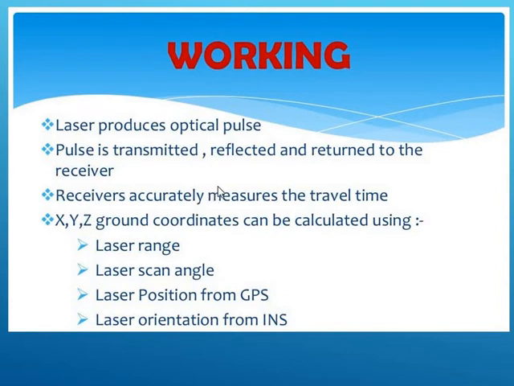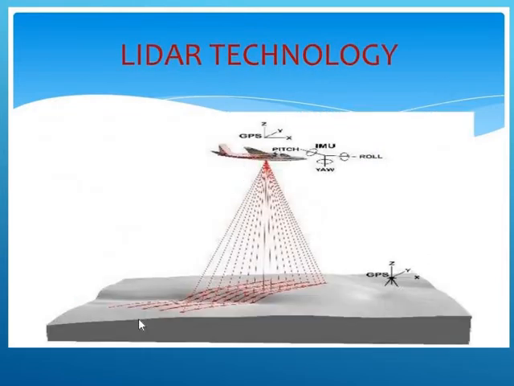Working: it has a laser pointer. The laser produces an optical pulse. The optical pulse is transmitted and reflected to the receiver. The receiver accurately measures the travel time between x, y, and z coordinates and calculates the GPS laser pointer angle, position, and range. This is the LiDAR technology.